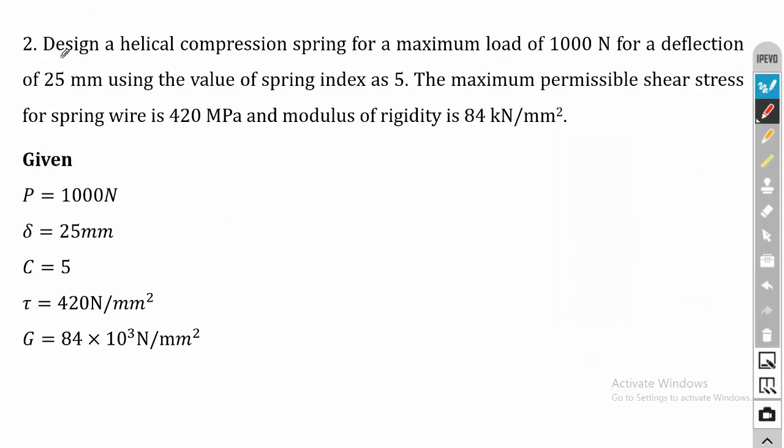Now the tutorial problem: design a helical compression spring for a maximum load of 1000 Newton. So P is 1000 Newton for a deflection of 25 mm. So delta is equal to 25 mm. Using the value of spring index as C is equal to 5. The maximum permissible shear stress for the spring wire is 420 megapascal. So tau is given, and the modulus of rigidity G is given. So all the data are given. You have to follow the same procedure and calculate the dimensions.